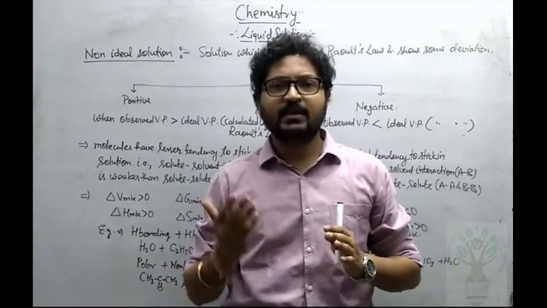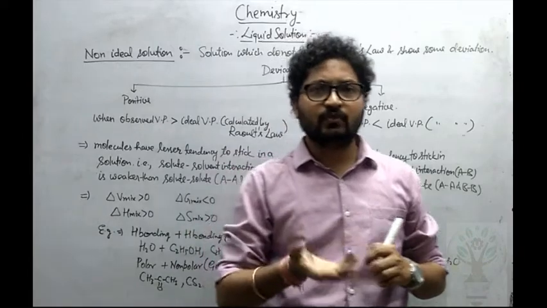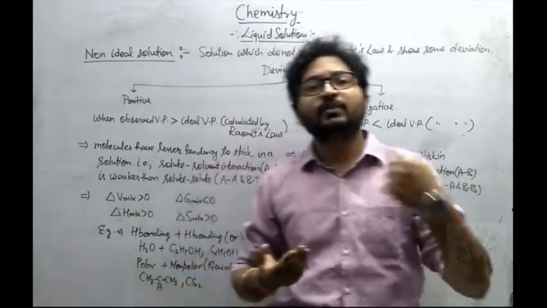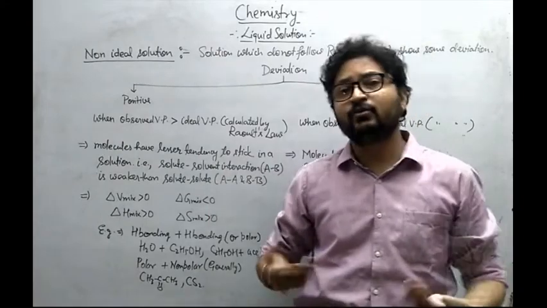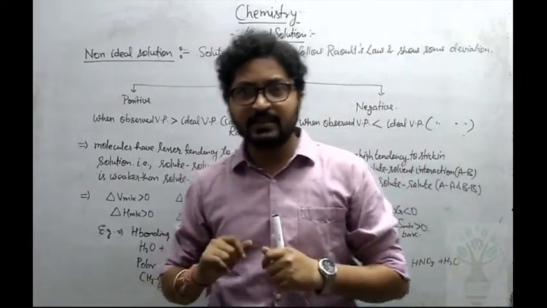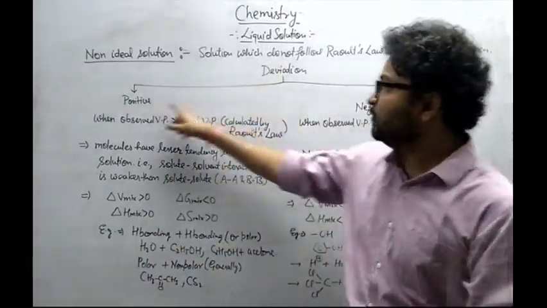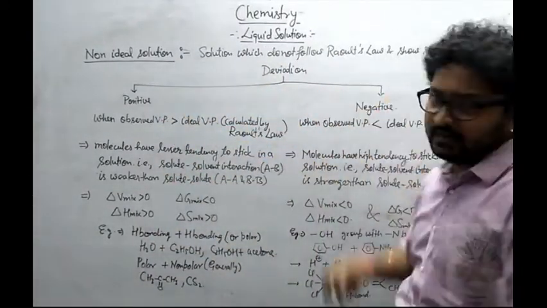Is this clear to us? Suppose I calculated from Raoult's law that vapor pressure is 100. If you are non-ideal, it could be greater than 100, let's say 110, or it could be less than 100, let's say 90. So based upon that, we have two types of deviation from Raoult's law: one is positive deviation and one is negative deviation.